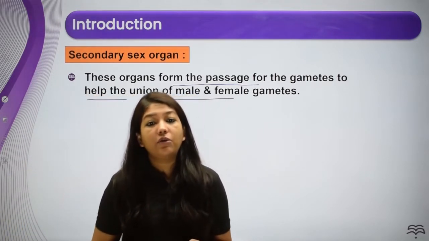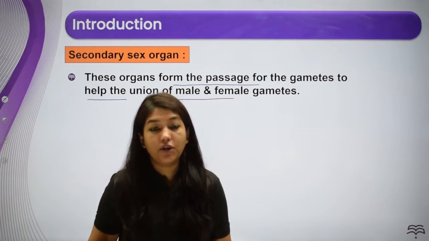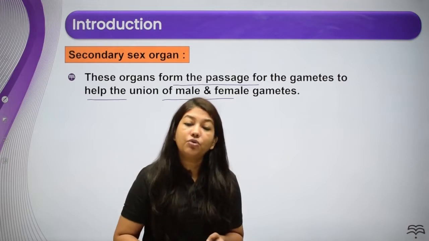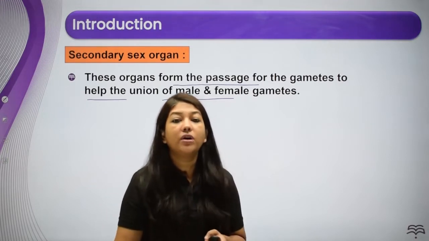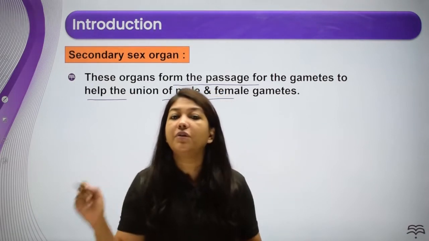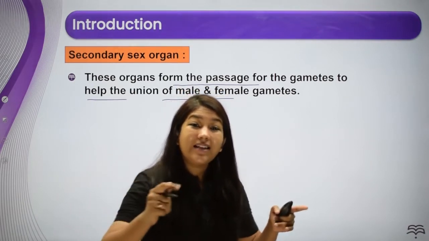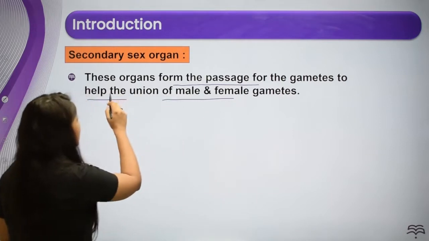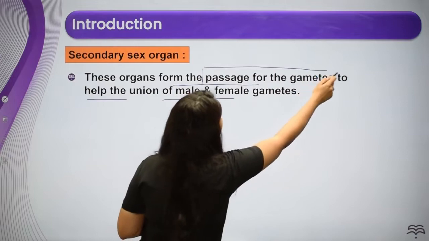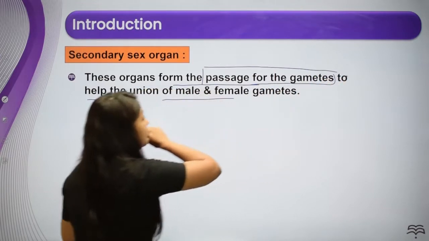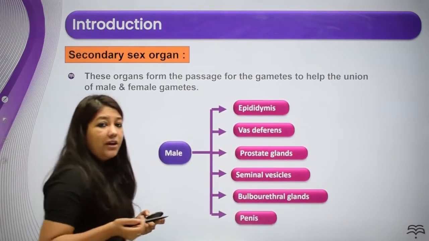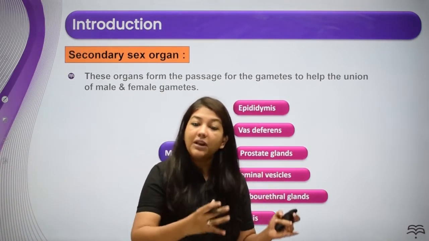See, ultimately क्या होना चाहिए? Ultimately fertilization होना चाहिए, right? So primary sex organs में gamete का formation हो रहा है and secondary sex organs are doing what? They are helping in that union of the male and female gamete. तो वो एक रास्ता बनाएंगे, ठीक है? These organs, what are they doing? They are forming the passage for the gametes. Important.